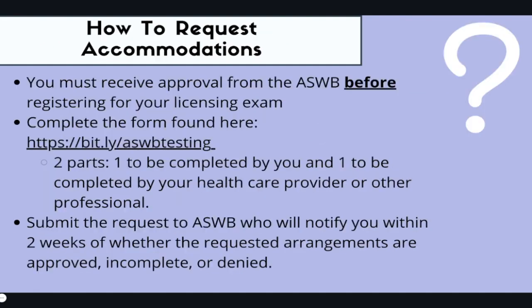So you're probably wondering, okay, I think I want to go forward with this, but how do I request accommodations? You need to request your accommodations before you register for your exam. So if you are thinking about this, make sure that you do it before you even sign up, because you'll have to fill out some forms to be approved. So there is a link found here. You can also find it on the ASWB site if you type in non-standard testing accommodations. If you just do a quick Google search, you'll be able to find it there.